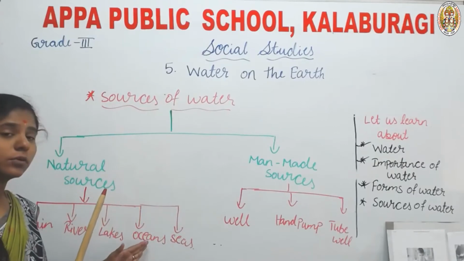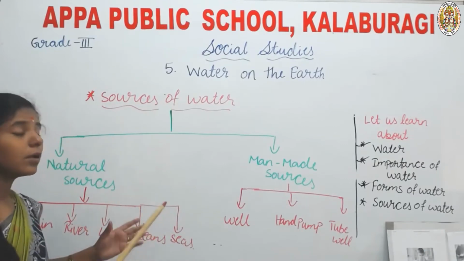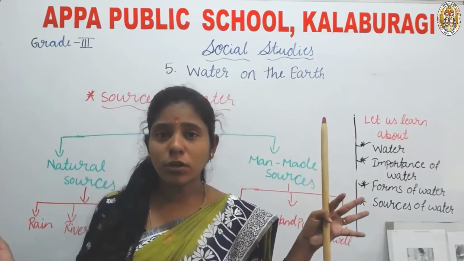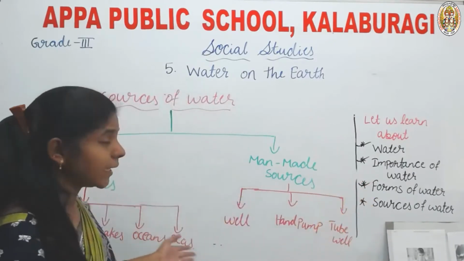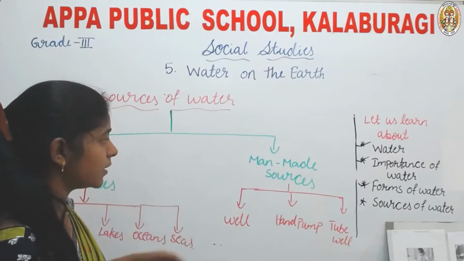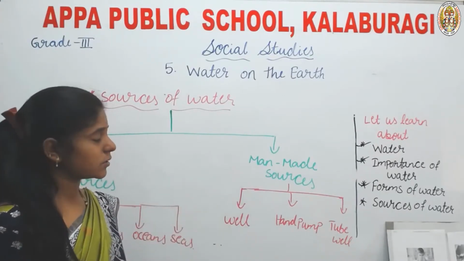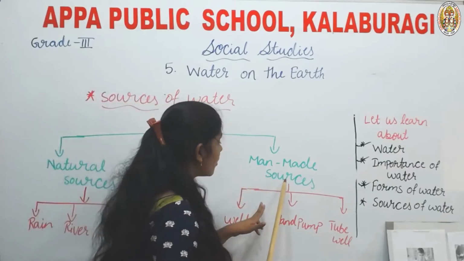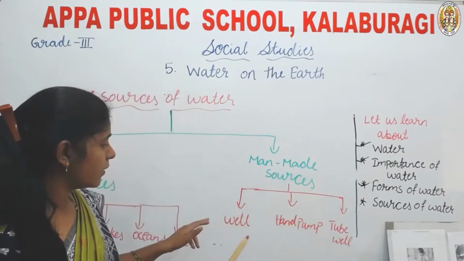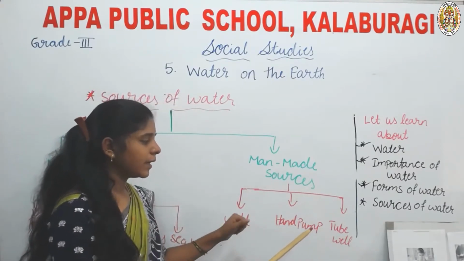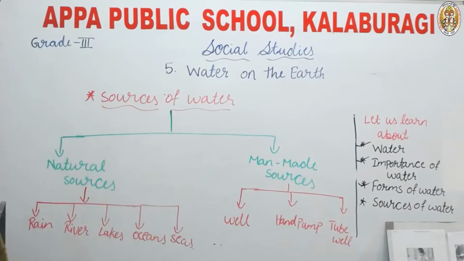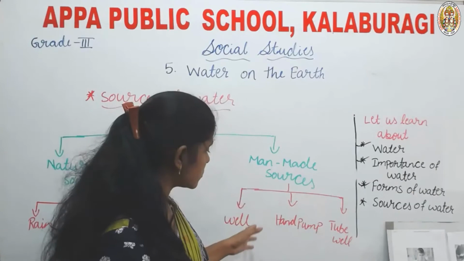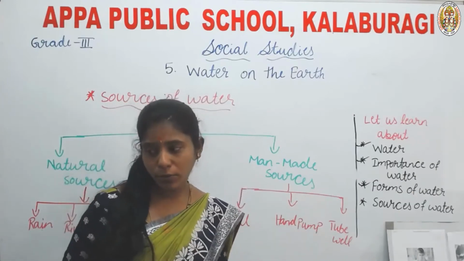Next we will move to oceans and seas. These are large salty water bodies. Next we will move to the man-made sources. Water that is found underground is called ground water. Well, hand pump and tube well. We use all of these to get underground water.